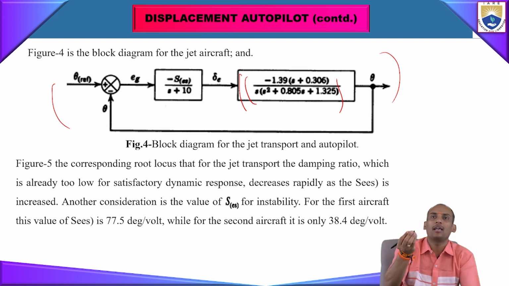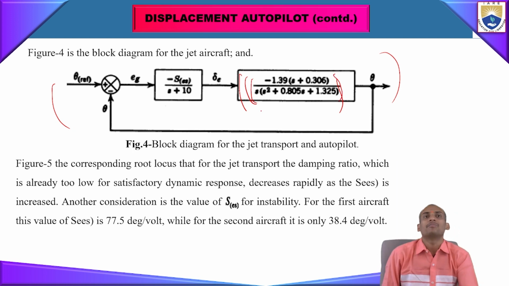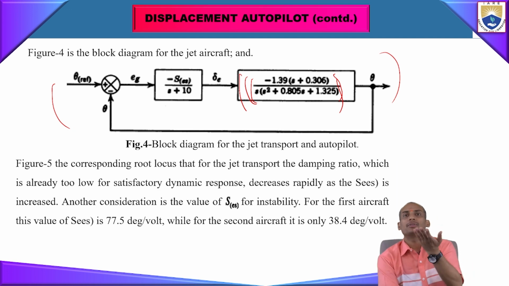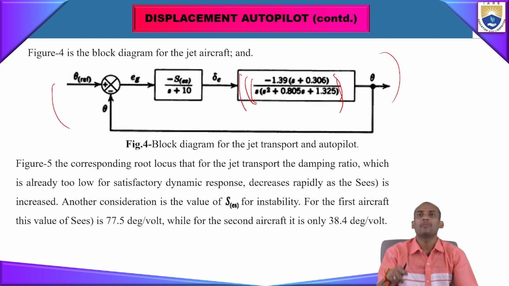We have used the Laplace transform for changing the differential equation into an algebraic equation. That was done with the Laplace transform variable s. Here, I have given one block diagram of a jet aircraft. Another figure you can see in the next slide. This is the root locus of that jet aircraft, for the block diagram given previously.